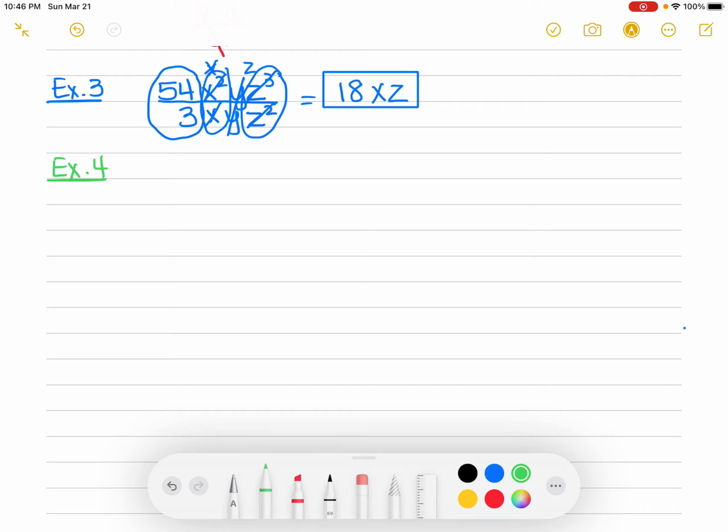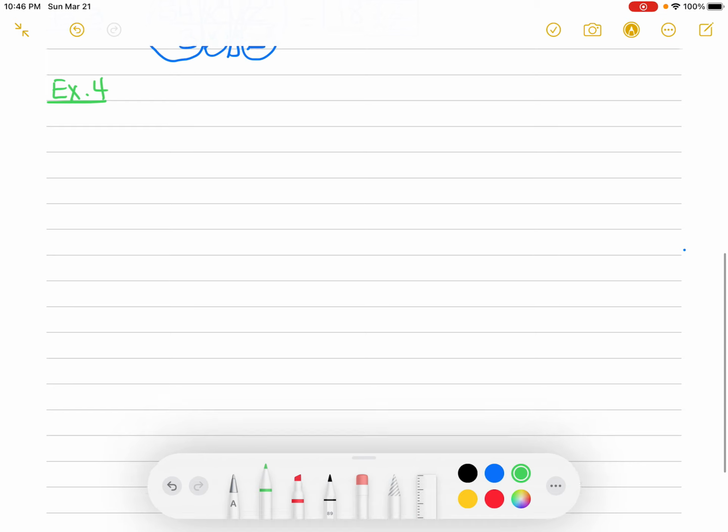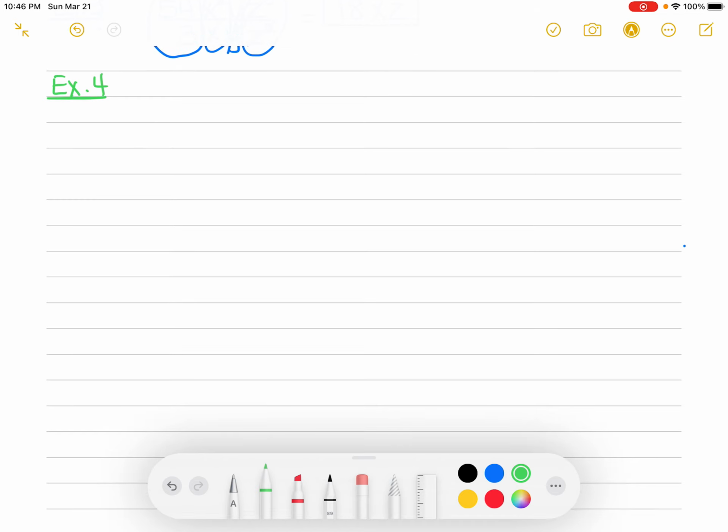Okay, so let's go on to example 4. Now, example 4 is kind of just a starting example to explain to you how we're going to do example 5. So this one gets a little bit more complicated, even though this one looks simple. It's trying to get you ready for the more complicated one. So it says simplify 15 plus 27, all divided by 3.